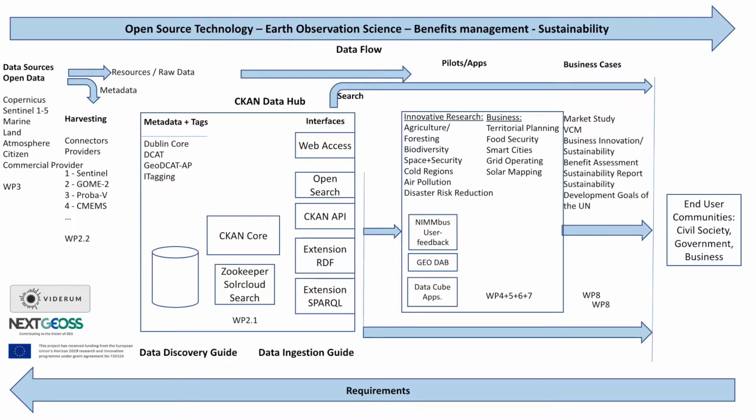Nimbus provides an exciting option for user feedback. The Nimbus user feedback program is integrated using the Open API, and it means that if you make a comment on a specific dataset within the Data Hub, your comment is sent to Nimbus and the answer will be integrated into the external application. The NextGEOSS project has 10 pilot projects.